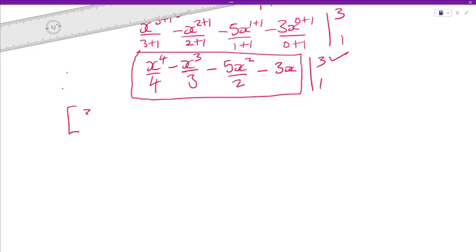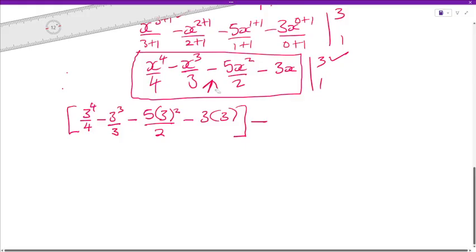So we're going to say 3 to the power 4 over 4 minus 3 to the power 3 over 3 minus 5 in brackets 3 squared over 2 minus 3 in brackets 3. You close the bracket and then say minus. So in the left bracket, wherever there's x in this function, we have plugged in a 3. In the right bracket, wherever there is x, we are plugging in the lower limit.